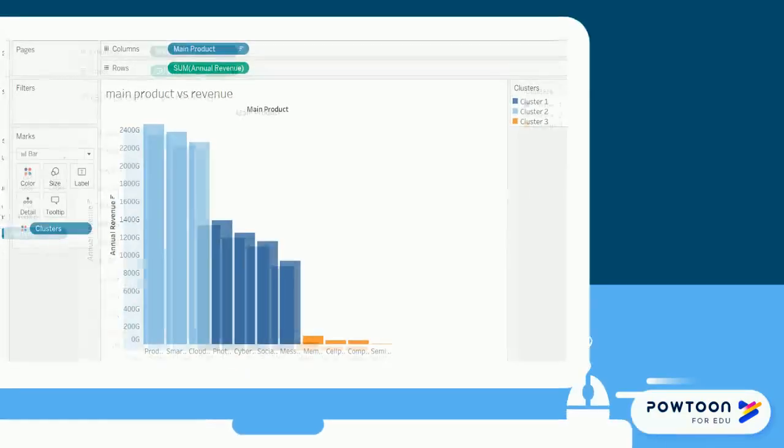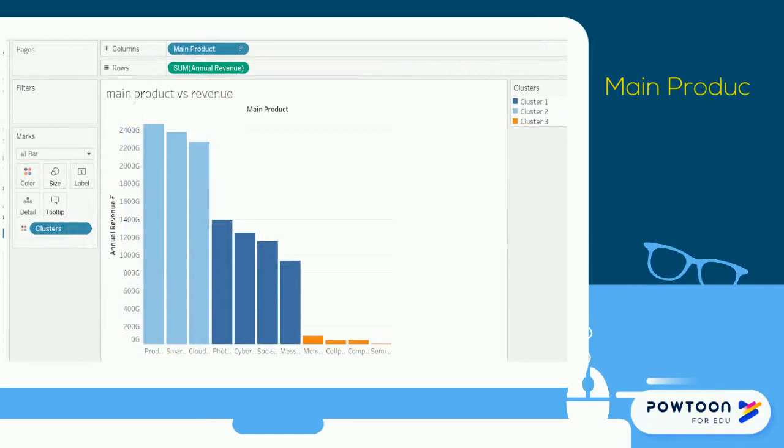Utilizing a cluster analysis in Tableau, we can see that productivity software, smartphones, and cloud services are generating the most annual revenue for companies. Though we will need further analysis, this gives us a good indication of what product categories are generally working and which product categories to avoid.